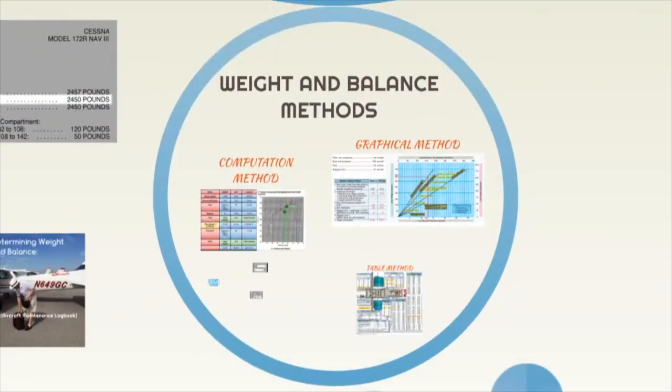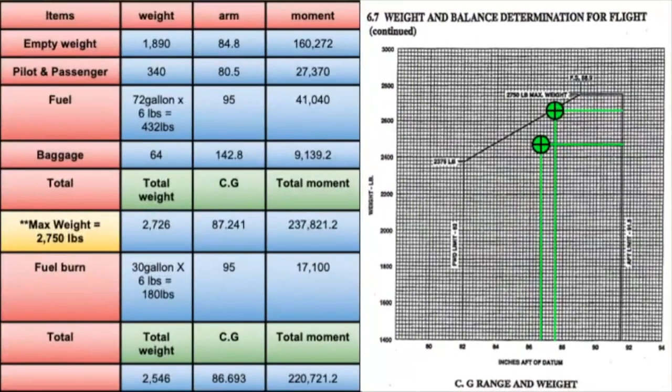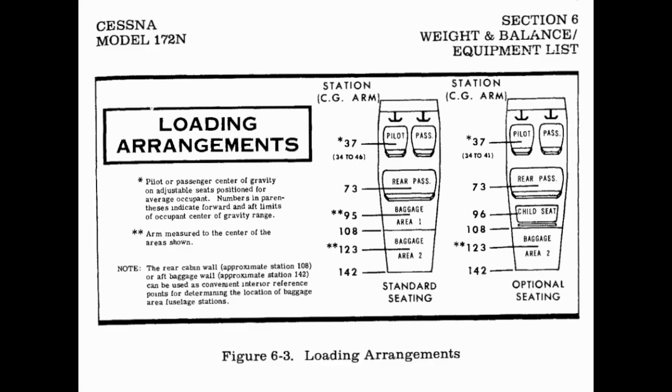Weight and balance methods. Here I'm going to talk about the computation method, the graphical method, and the table method. First, we're going to talk about the computation method. It's the most used one. So first of all, we're going to get the basic empty weight as we talked about before. From there, we're going to get the weight, the arm, and the moment for that specific airplane. Then the specific arms for every station will be located in the weight and balance section of the airplane flight manual of the plane you're flying.